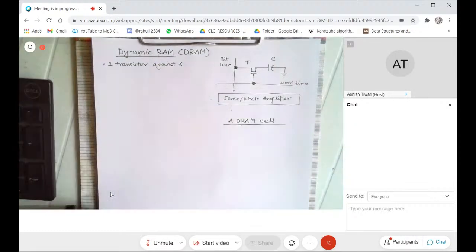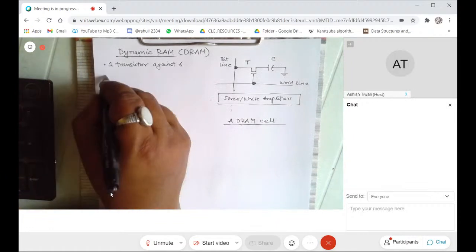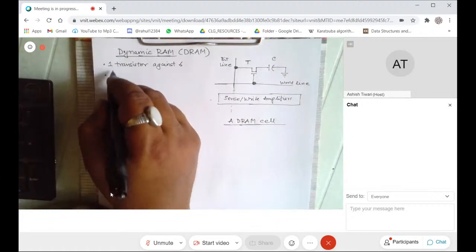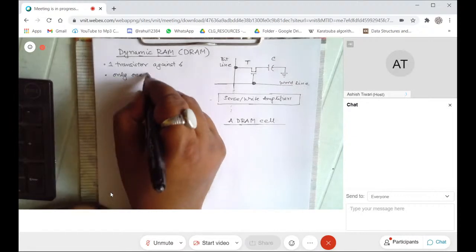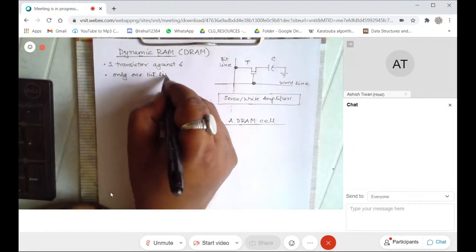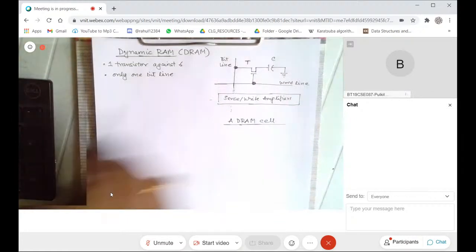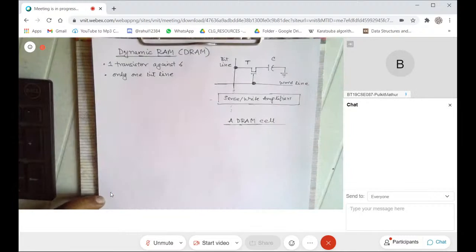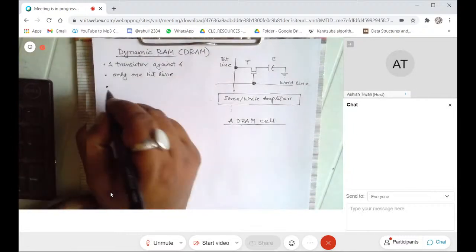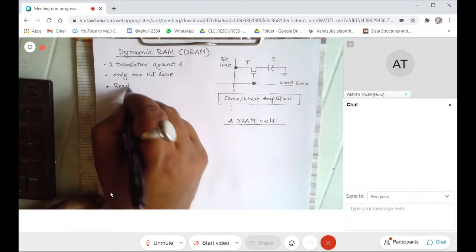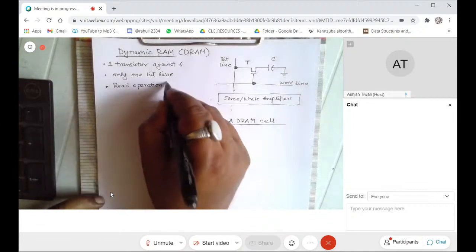So what do we see? We see one transistor against six. That is one difference. The other difference is that there is only one bit line, as opposed to the dual rails that we had for static RAMs. And there is one more change here. The read operation is destructive.